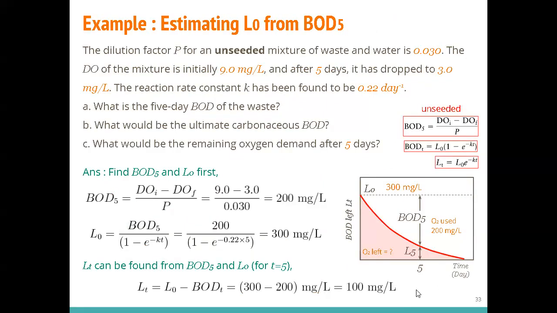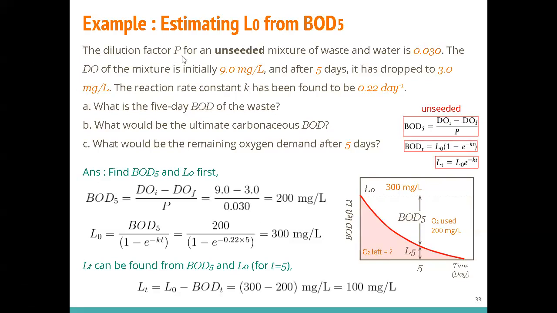Okay, so if we want to look at this example, estimating the L0 from BOD5, how do we do that? L0 meaning this one, from BOD5. So you are looking at the value at this time, right? The x-axis is the time, right? 5 days. So you are pinpointing this point. You have BOD5, and you want to find L0. How do we find that?